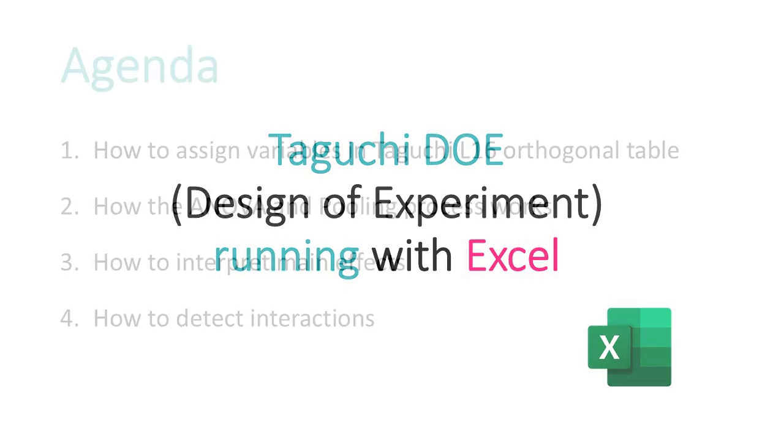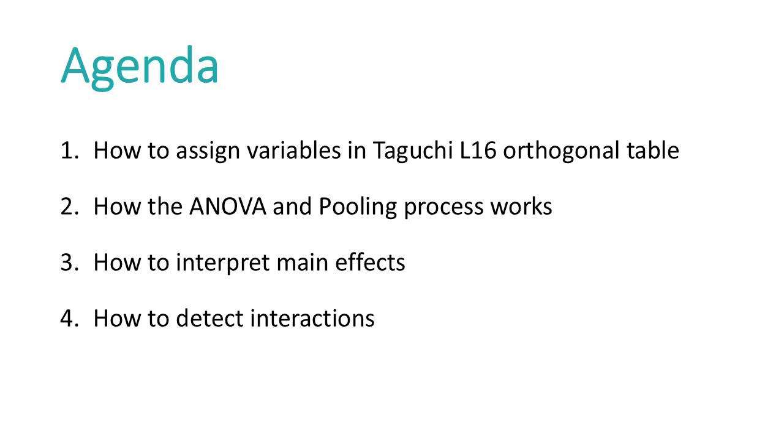In this video, I'll cover 4 key parts. 1. How to assign variables in the L16 table. 2. How the ANOVA and pooling process works. 3. How to interpret main effects. 4. And how to detect interaction using graphs. So let's get started.